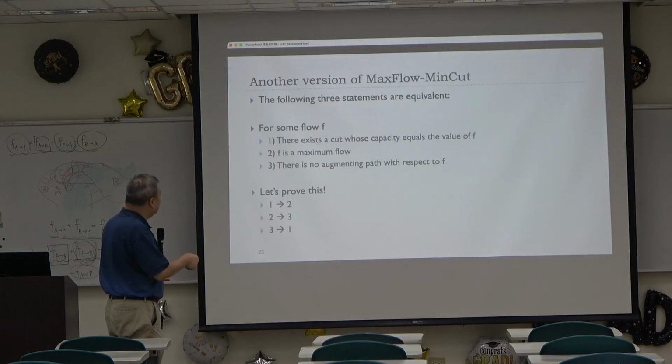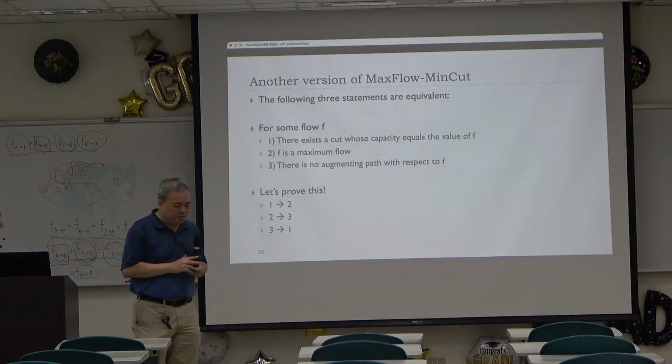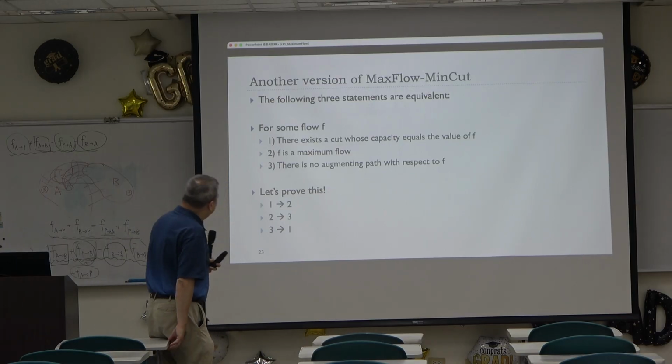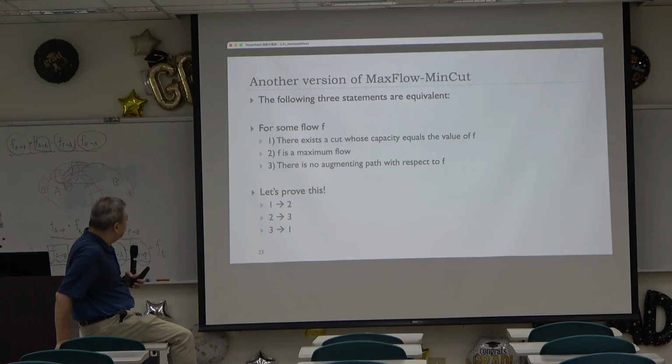So there exists a cut whose capacity equals the value of F. As I said, for any cut, the capacity of the cut will be greater or equal to the flow F. So when the capacity equals the flow, that means F must be maximum, because it is impossible to increase F. Adding additional flow is going to exceed the capacity of that cut, which is impossible. Okay, so from the first one, F is the maximum flow, the second one.